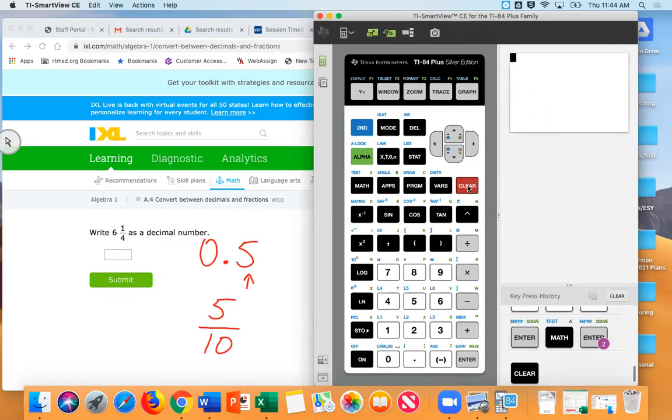Now, who thinks they know why this problem's trickier than the ones we just did? There's no wrong answer here. So, Katie, why do you think 6 1/4 is a little trickier than the problems we just did? Grace, why do you think it's different? Chucky?